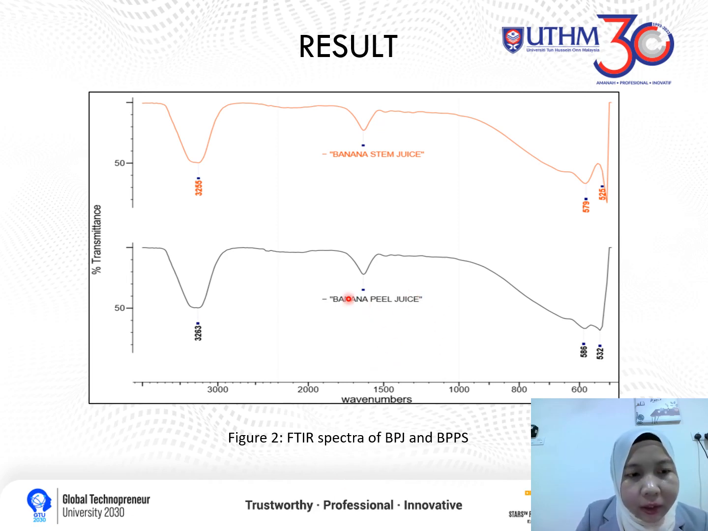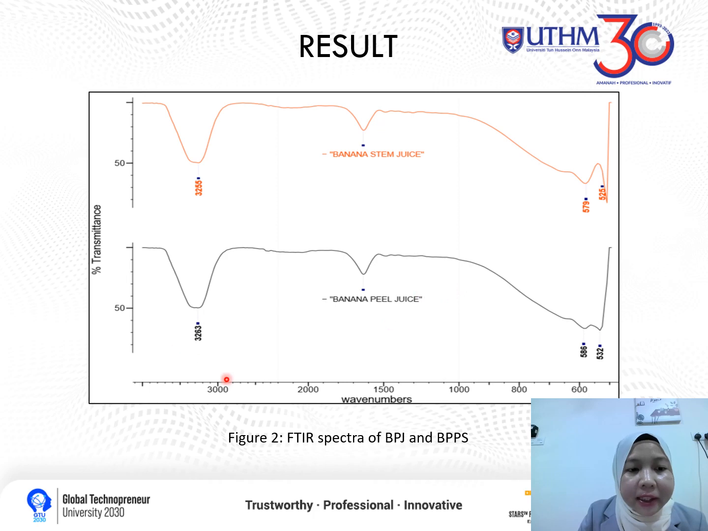Next is the result for FTIR spectra of BPJ and BPPS coagulant. Based on figure 2, we can see that there is a strong peak due to the OH stretching at the frequency of 3263 and 3255. This similar functional group was also observed by another study for banana peel, where they detected this peak for OH and CO functional groups. It also indicates the existence of free hydroxyl groups of polymeric compounds such as lignin or pectin that contain the functional groups of alcohols, phenols, and also carboxylic acid.